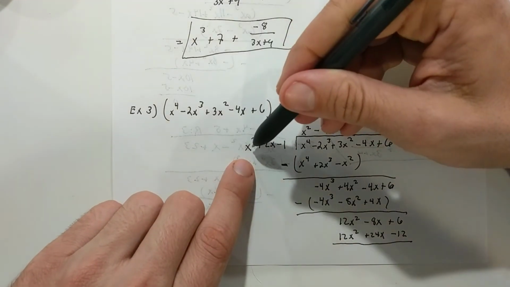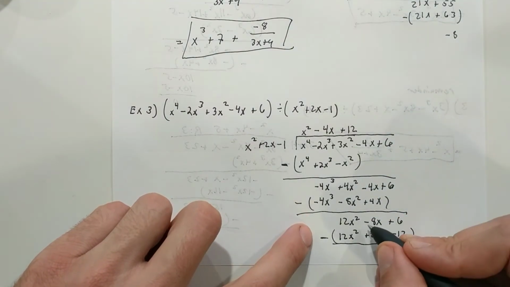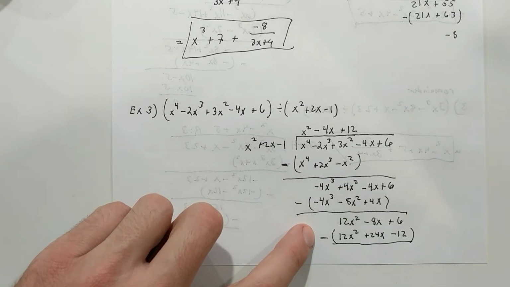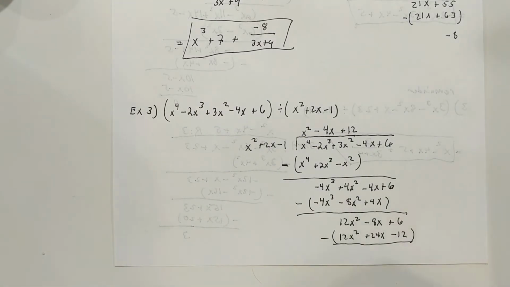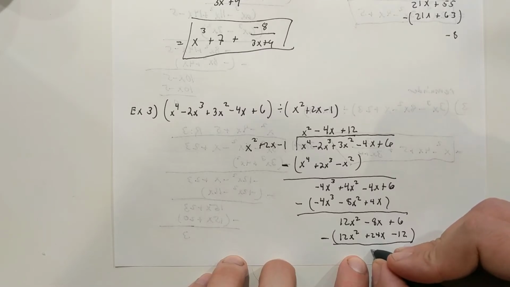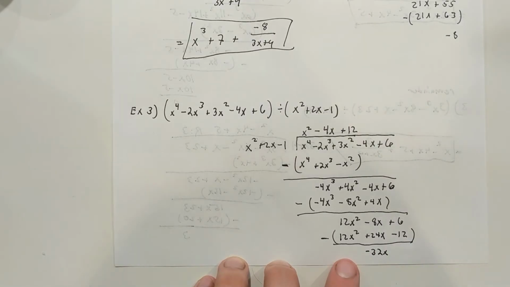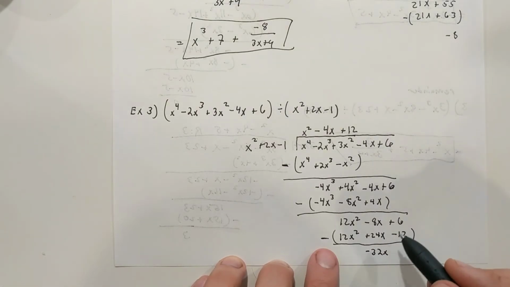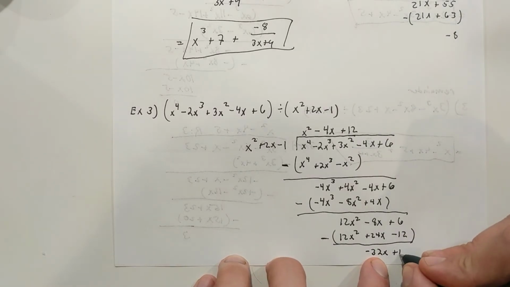Now I'm subtracting. That goes away. Negative 8 minus 24 is in fact, let's see, if I have a negative 8 and I'm subtracting 24, that's going to be negative 32x, right? Negative 8 minus 24, so that's negative 32. 6 minus negative means I'm actually adding. So this is actually going to be plus 18.